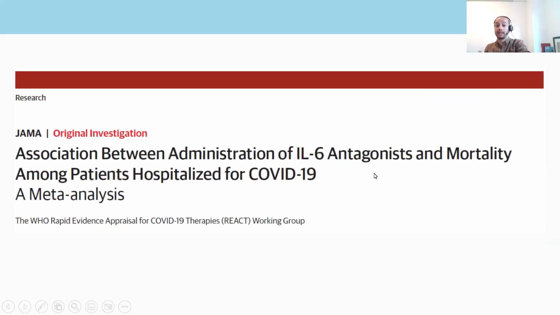Here is a meta-analysis by the meta-analysis group between IL-6 antagonist and mortality for patients hospitalized for COVID-19. So this changed actually clinical practice just by reviewing the evidence at a meta-analysis level of all IL-6 antagonists that were given for patients in ICUs.